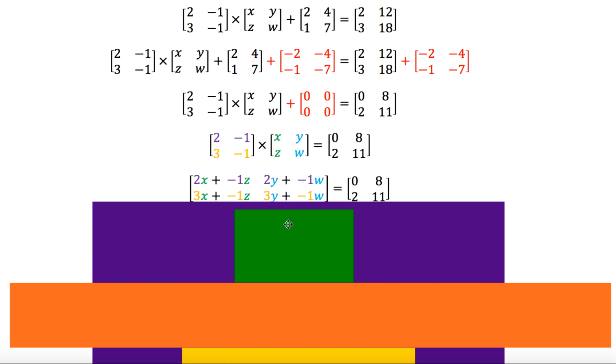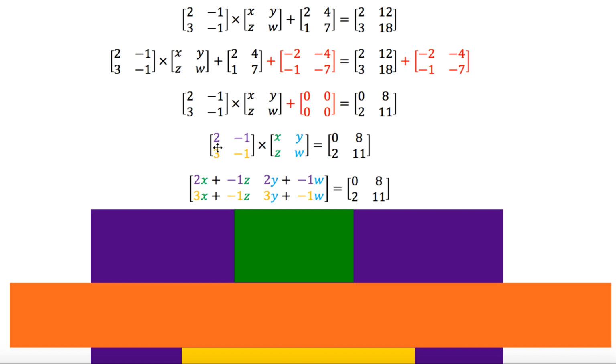And we are going to do this here, put this down, and so we see I did 2 times x plus negative 1 plus z, and this will be equal to 0. Then I have 2y plus negative 1w, and that's going to be equal to 8. And I have 3x plus negative 1z, that's going to be equal to 2. And then I have 3y plus negative 1w, and that's going to be equal to 11.